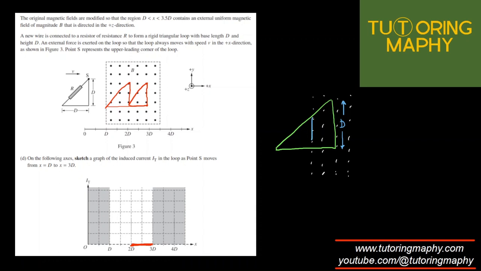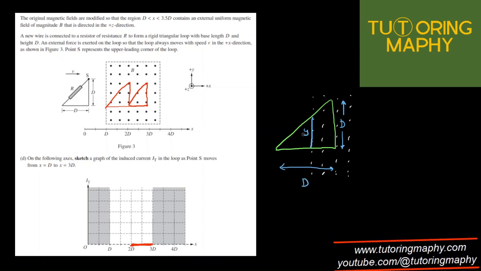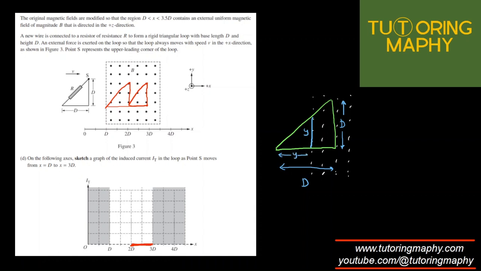Now, let's say this is Y, and we know that this was also D. So they are in the same proportion. That's something which we know. So if this is Y, this has to be Y as well, as per the properties of symmetric triangles. So this is Y, this is Y. So what is this area? We know that the total triangle area is half times D square.